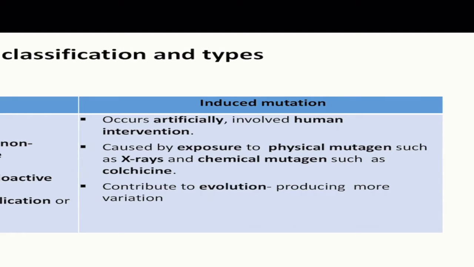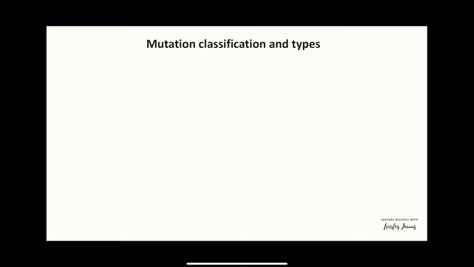For example, it is caused by exposure to physical mutagens such as X-ray at the hospital and chemical mutagens such as colchicine in the laboratory. It contributes to evolution that produces more variation.